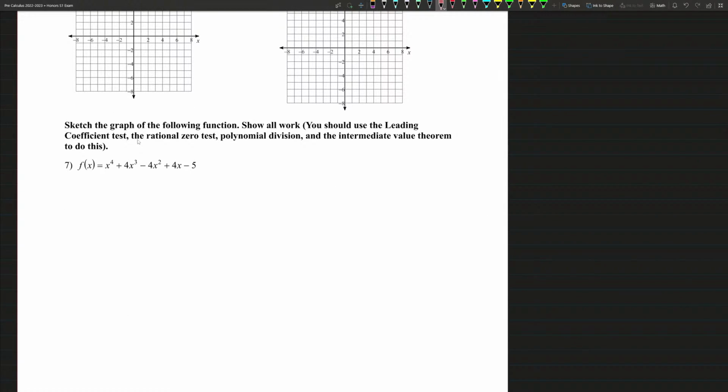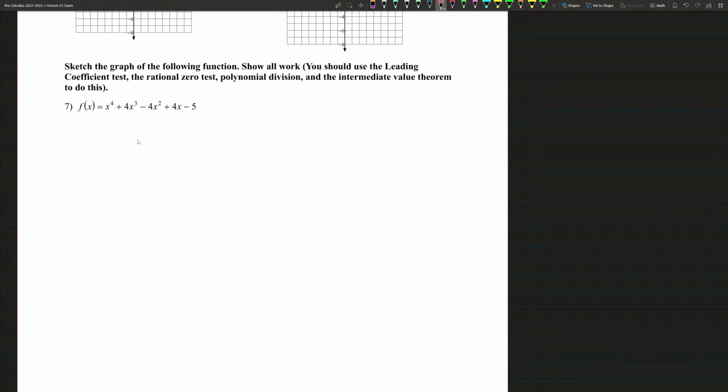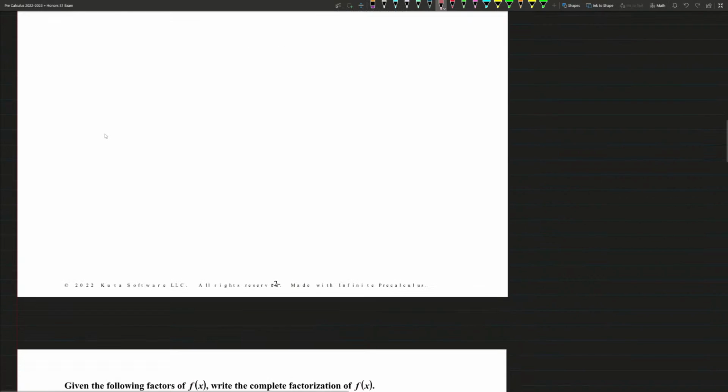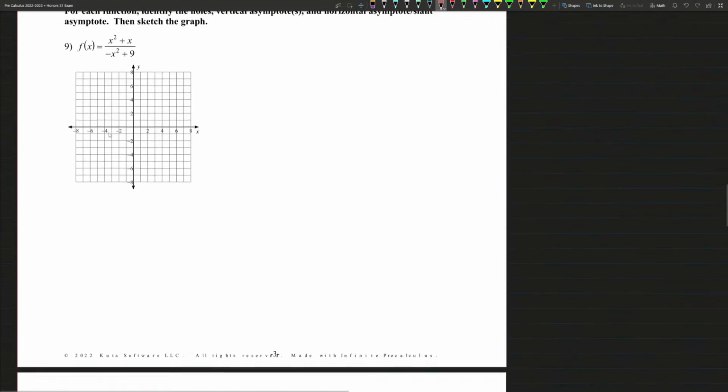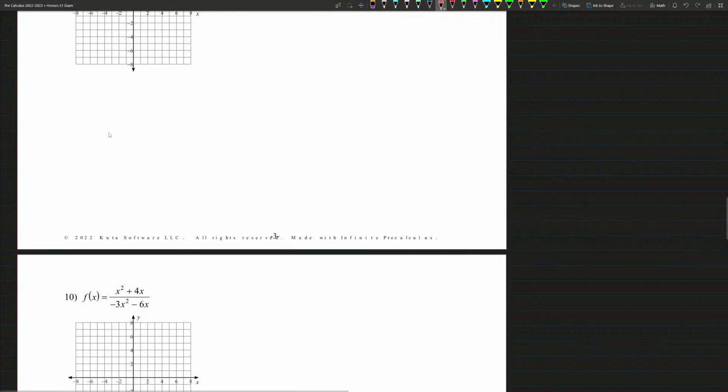Number 7, sketch the graph of the following. Show all work. You're using the leading coefficient test, the rational zero test, polynomial division, and the intermediate value theorem. So you're finding the zeros, testing between them, using the leading coefficient test, all that stuff. This is the exact same type of question that was on the last test. Number 8, given factors, write the complete factorization of the polynomial, right? So you're going to use some kind of polynomial division. 9 and 10.